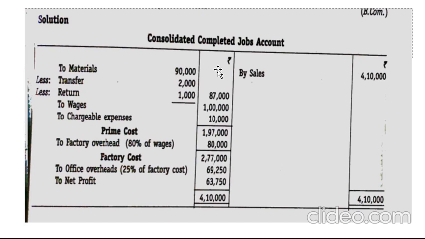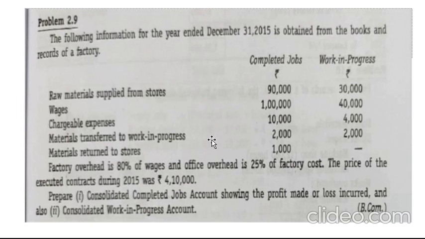So now you will add up all your direct expenses and you will get your prime cost, which is 1,97,000. Next you have materials. Materials transport is done, materials return is also done. Next you have factory overheads. After prime cost you need to find out your factory overheads. They have stated factory overhead is 80% of wages and office overhead is 25% of factory cost.